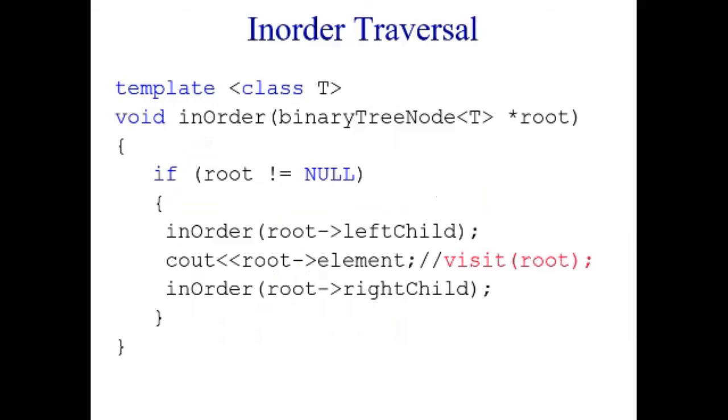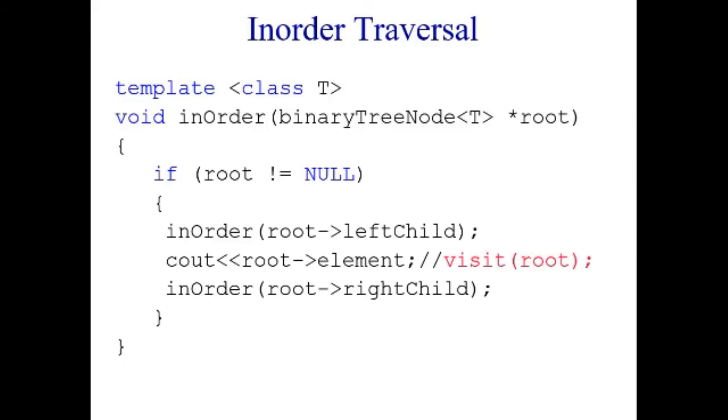I'll take one template class T because the node can store any data type. I'll take the function name as inorder. The return type is void, and we are passing the root address because we have to start from the root node, which is of type binary tree node of type T.